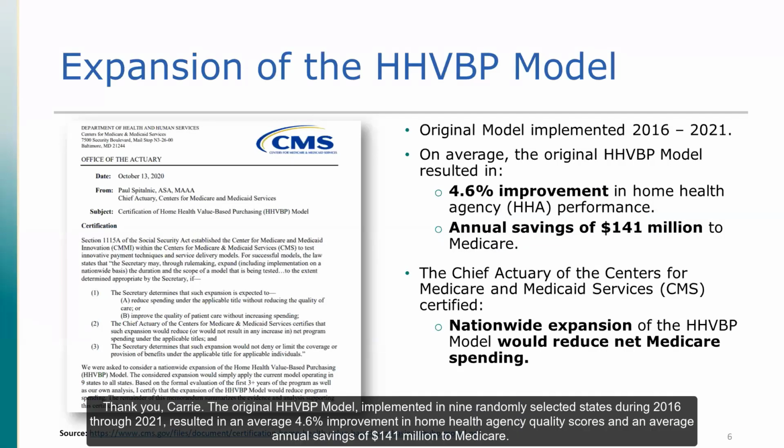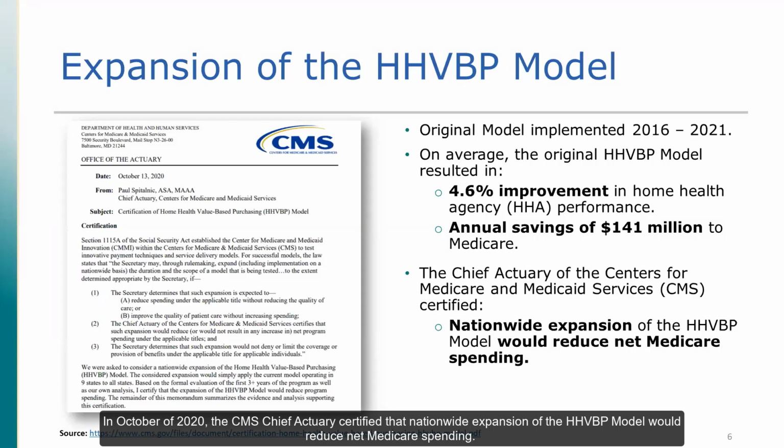Thank you, Carrie. The original HHVBP model, implemented in 9 randomly selected states during 2016 through 2021, resulted in an average 4.6% improvement in home health agencies' quality scores and an average annual savings of $141 million to Medicare. In October of 2020, the CMS Chief Actuary certified that nationwide expansion of the HHVBP model would reduce net Medicare spending.